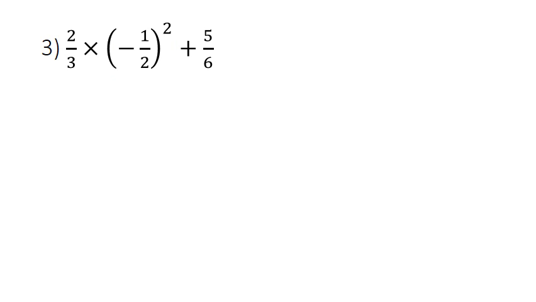In this one, we're dealing with fractions. Again, we're going to follow our order of operations. So we go from most powerful to least powerful. The most powerful operation we have here is this exponent. So the first thing we're going to do is this part of the expression. So I'm going to multiply negative 1/2 times negative 1/2.